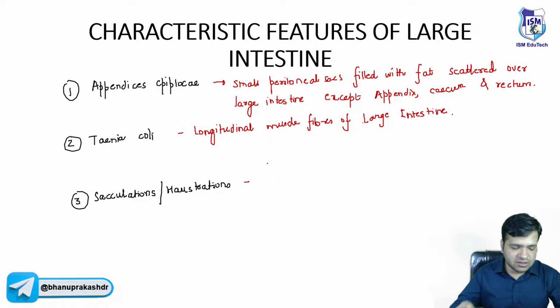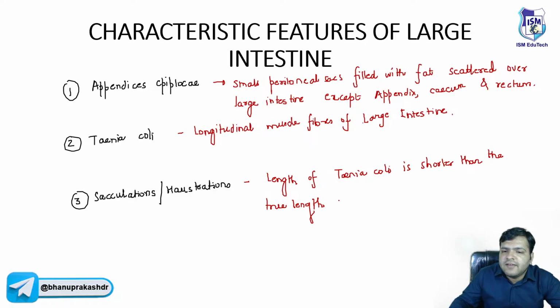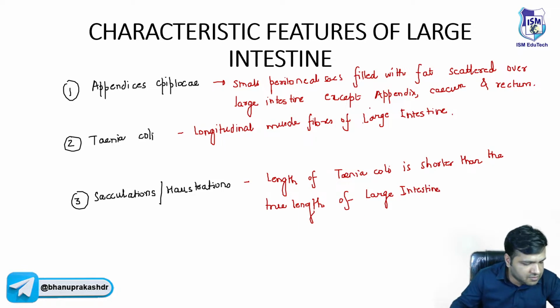Now, how are these sacculations or haustrations formed? You already know the length of the tinea coli. It is shorter than the true length of the large intestine. So yes, it is causing puckering of its wall.